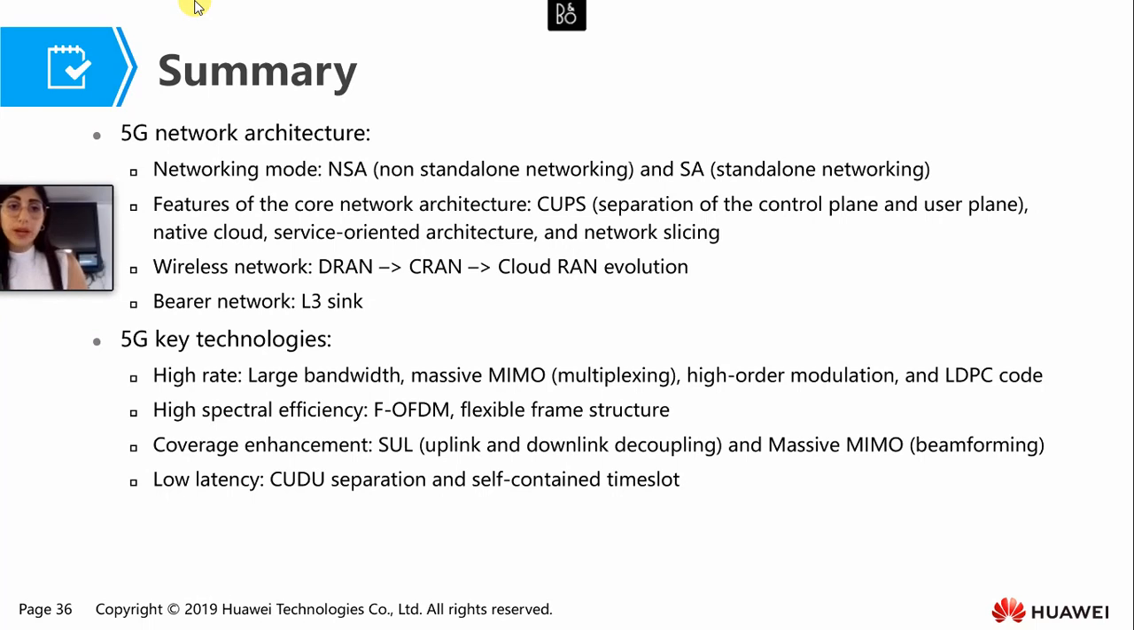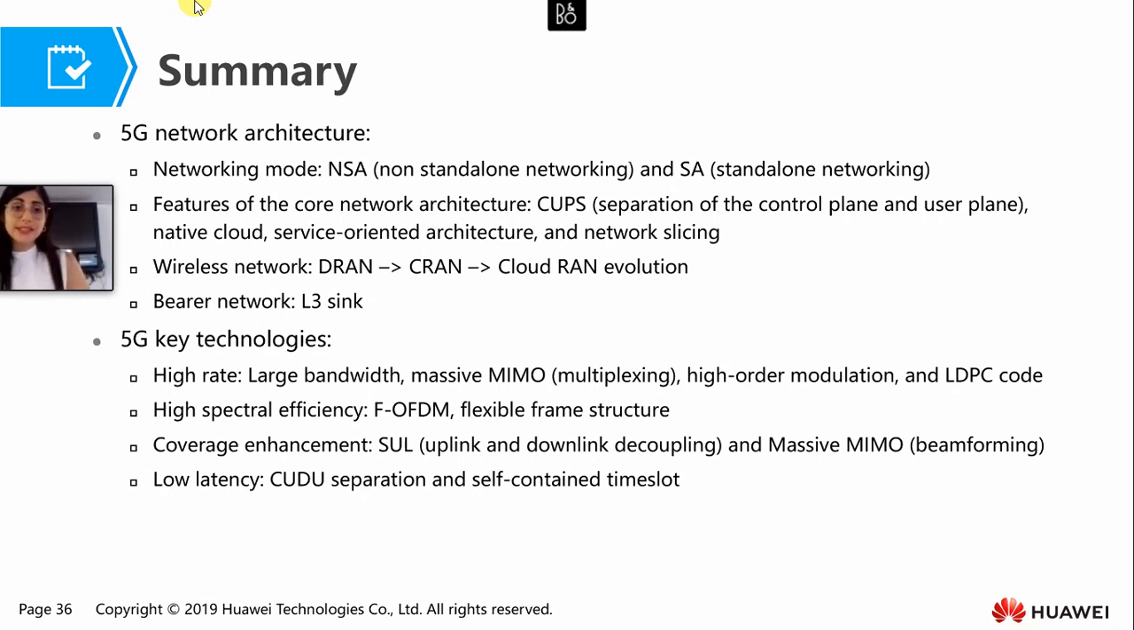Then on our bearer network, we saw that we can upgrade our layer 2 transport network to a layer 3 transport network. So we basically push layer 3 closer to the access, and also we can use flexible Ethernet that allows us to perform network slicing at the bearer network.